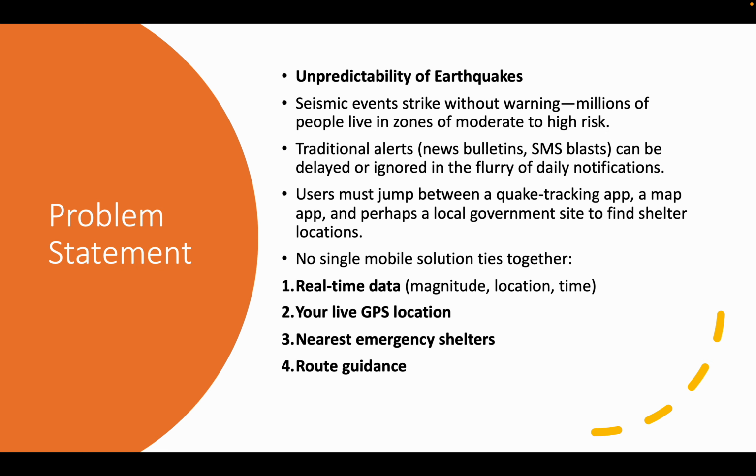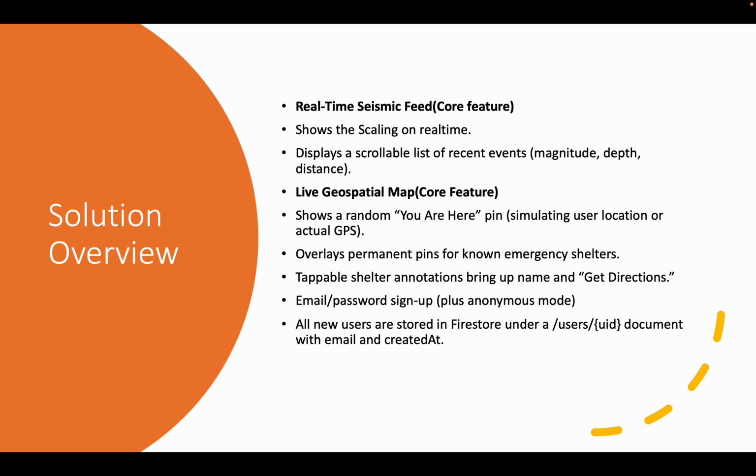The problem: seismic events strike without warning. Millions of people live in zones of moderate to high risk. Traditional alerts like news bulletins and SMS blasts can be delayed or ignored in a flurry of daily notifications. Users must jump between a quake tracking app, a map app, and perhaps a local government site to find shelter locations. No single mobile solution ties together real time data, your live GPS location, nearest emergency shelters, and route guidance.